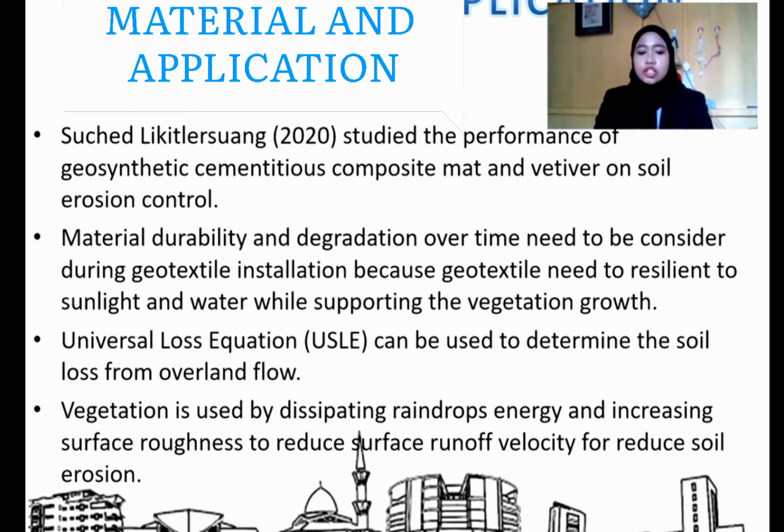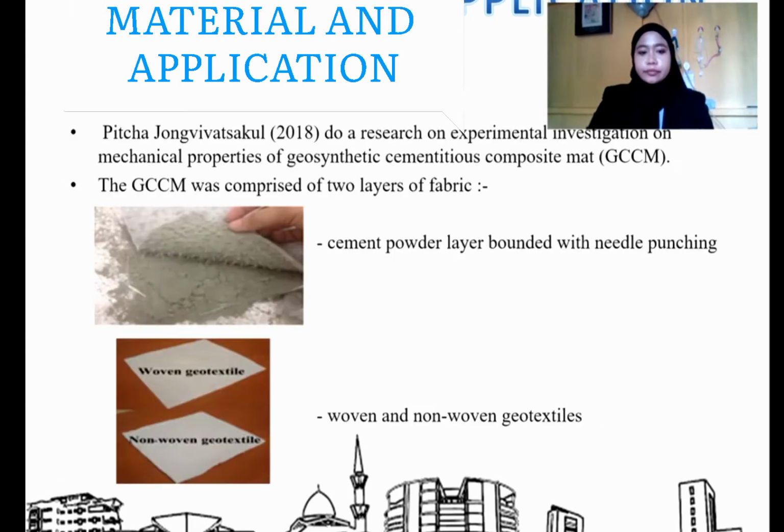The Universal Soil Loss Equation (USLE) can be used to determine the soil loss from the overland flow. Vegetation is used by dissipating raindrop energy and increasing surface roughness to reduce the surface runoff velocity and so reduce soil erosion. Next, the second case study does research on experimental investigation on mechanical properties of geosynthetic cementitious composite mat, or known as GCCM.